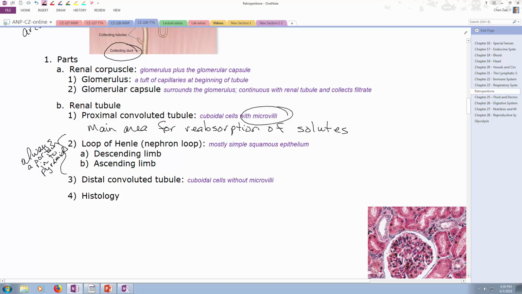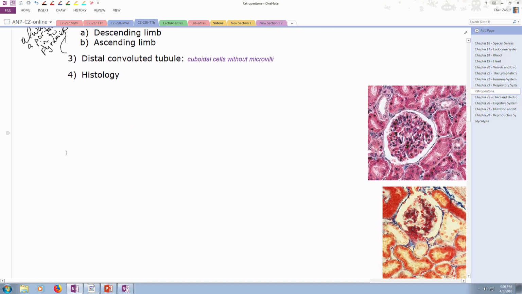Then we have a distal convoluted tubule, cuboidal cells without microvilli. So we know one of the things that's important is that this isn't the main area for reabsorption of solutes and stuff. And we can now, with this information, go and look at the histology drawings.